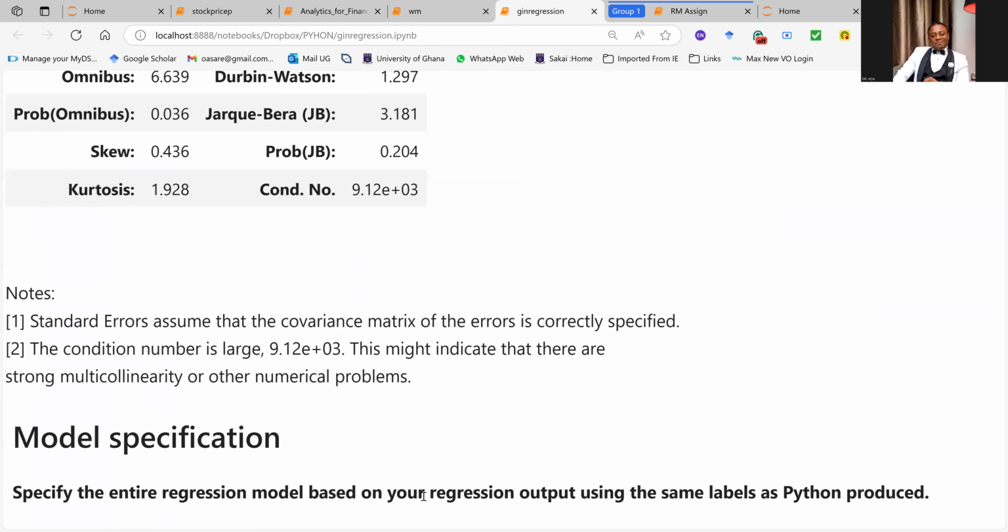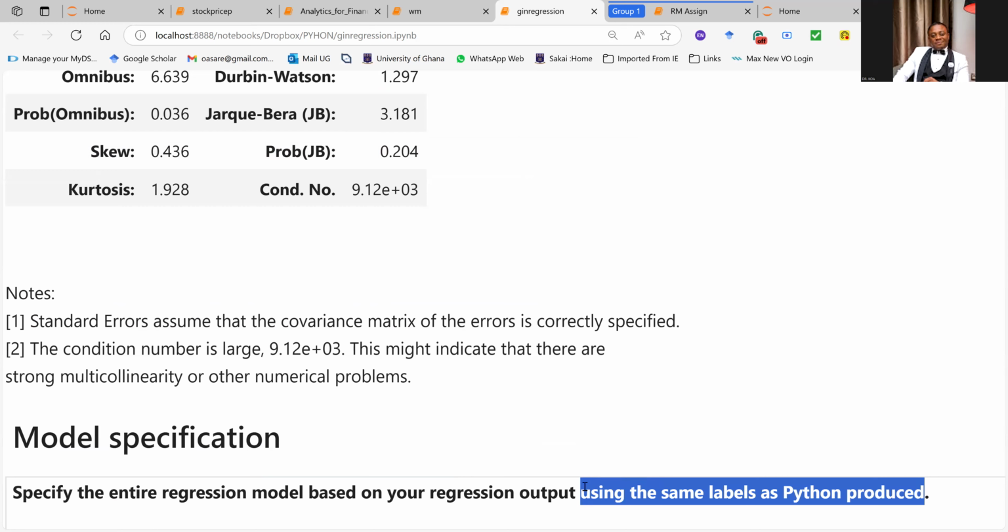Specify the entire regression model. Specify the entire regression model based on your result. So if you have a question like this, you got to go look at the result before you can specify the regression model. And watch the words: using the same labels as produced by Python. So the name that Python gave is exactly what you're going to use.